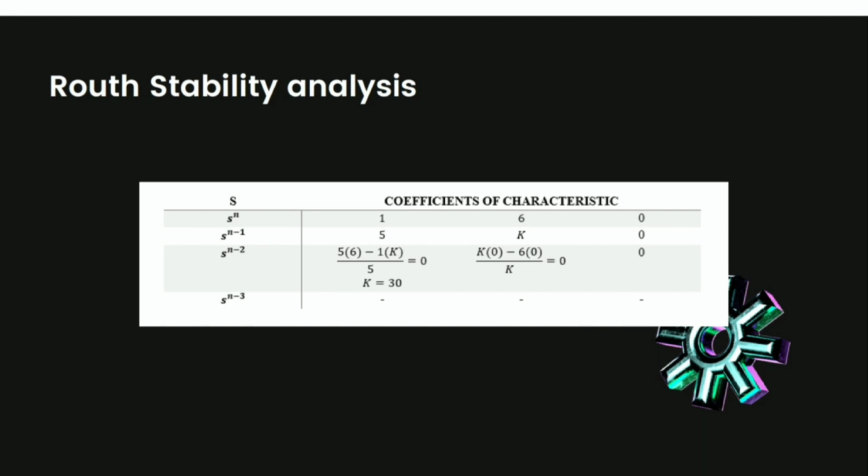Next, the Matlab code shows that the critical value for the gain parameter, denoted as K critical, is 30. This value agrees with the calculated result from the Routh stability analysis, indicating a significant point where the system undergoes a noticeable change in its stability performance.